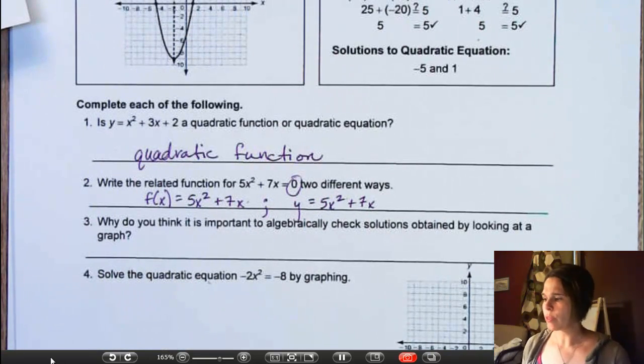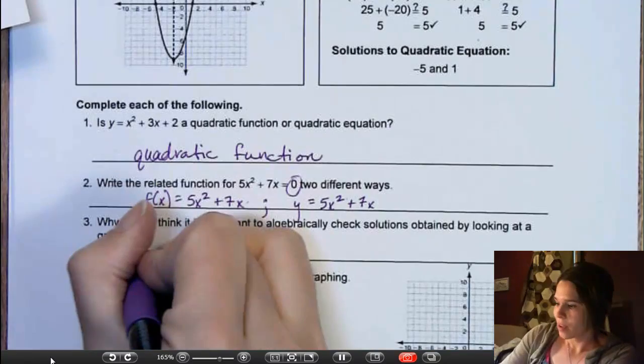So number 3, why do you think it's important to algebraically check solutions obtained by looking at a graph? We did a lab a couple sections ago. Some of your zeros weren't quite accurate because your graphs weren't quite accurate. So us being human, we're going to make mistakes. Also though, even with an accurate graph, your 0 might not be a whole number, and it's hard to tell with fractions and decimals. So, a couple reasons.